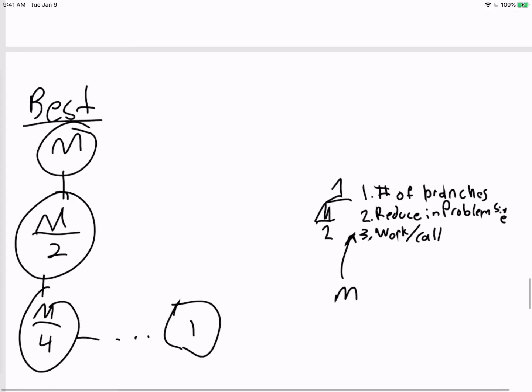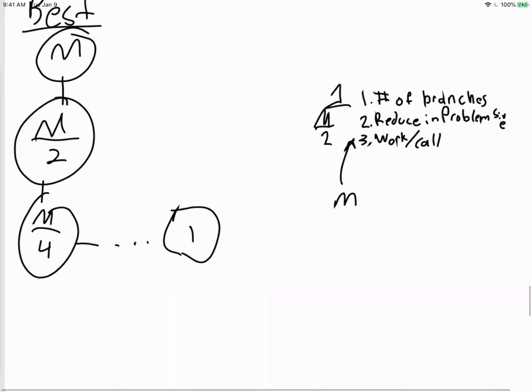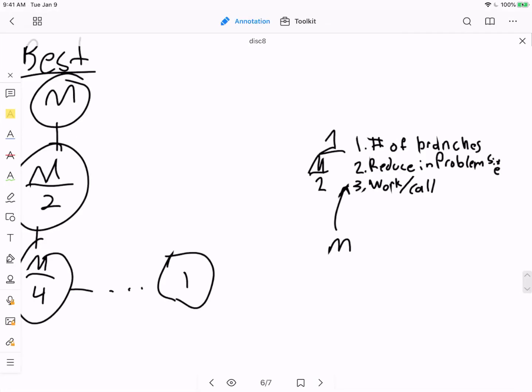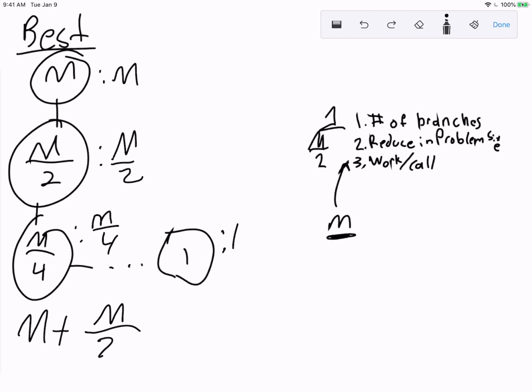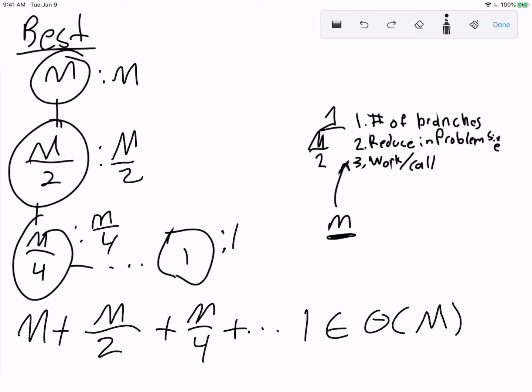Now we forgot to fill in the work per call. This one, as we know, is still m. This one will do m over 2 because its input is m over 2. This one does m over 4. This one does 1. And again, we have the problem we just had: it's m plus m over 2 plus m over 4 plus dot, dot, dot down to 1. And we know from earlier that this is just theta of m.